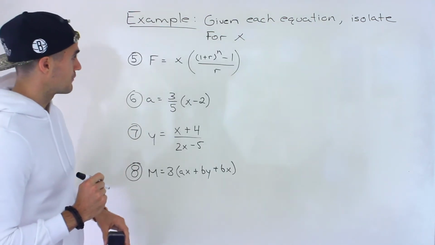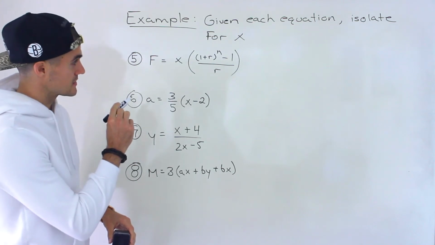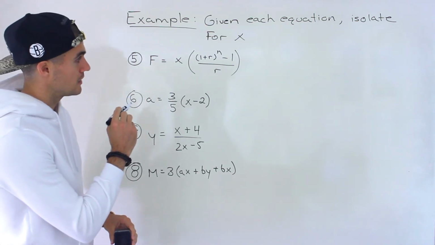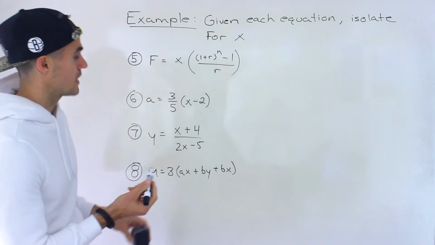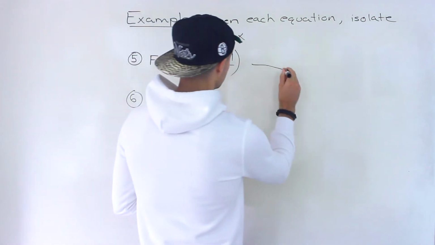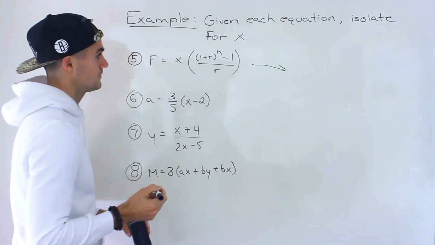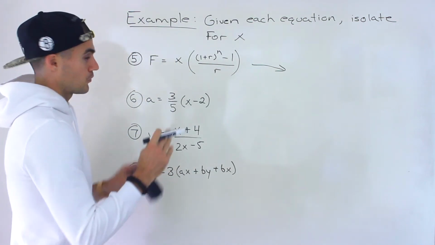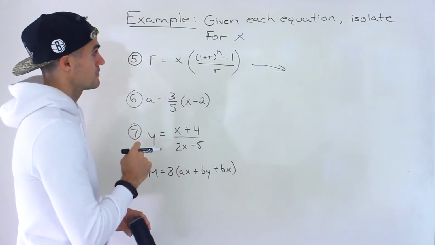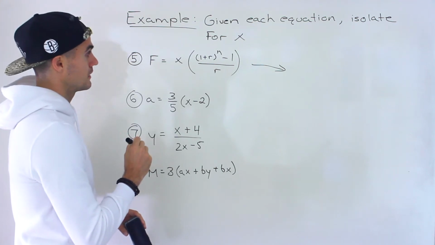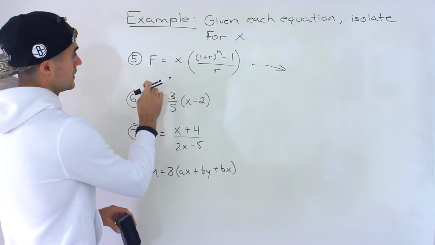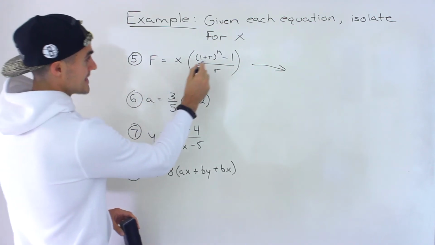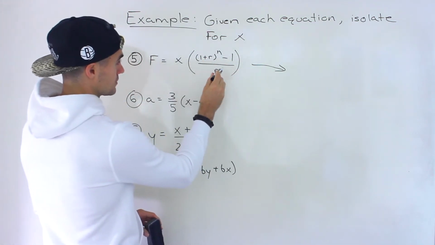Now moving on to number 5, we got f equals x times 1 plus r to the power n minus 1 all over r. Now this here is actually a time value equation. It's the future value of an annuity, but we're more so going to focus on the math, the algebraic part in this video. So we got to isolate for this x here. So we got x times this entire expression.